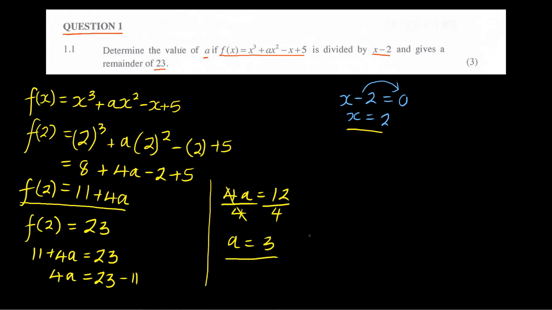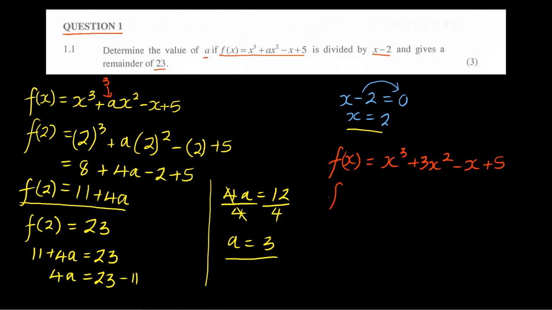So in other words, if we are to have our a value as 3, and you can prove it quickly, now your f of x will be equal to x cubed plus 3x squared minus x plus 5.